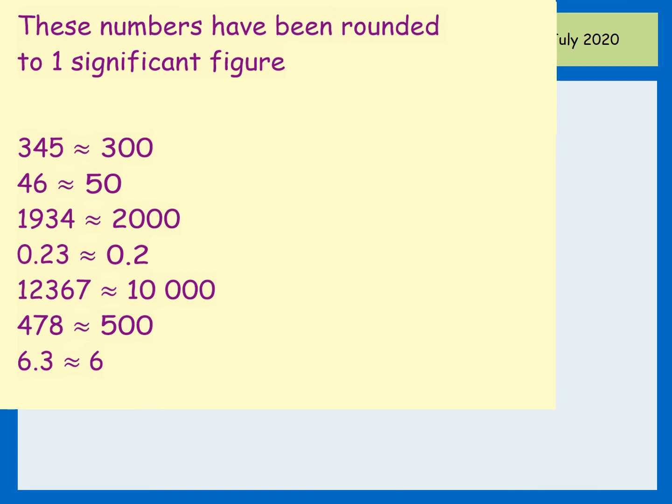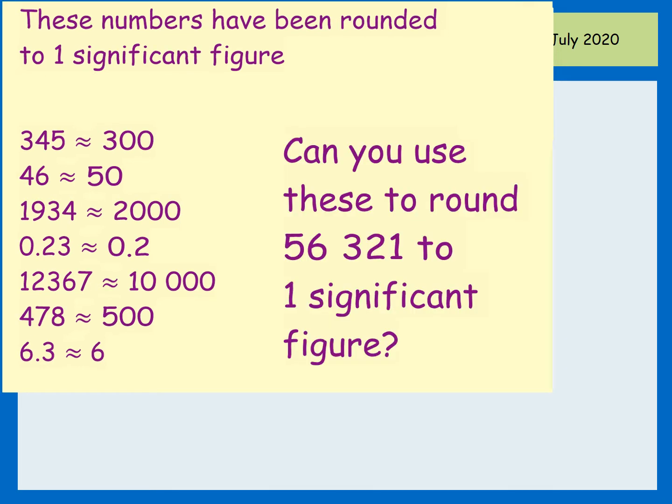Now, when we talk about significant figures, we tend to round to significant figures. So I have a list of numbers here, all of which have been rounded to one significant figure. So we have 345 rounds to 300, 46 would round to 50, and so on. Now, looking at these numbers here, can you deduce a way to round 56,321 to one significant figure?